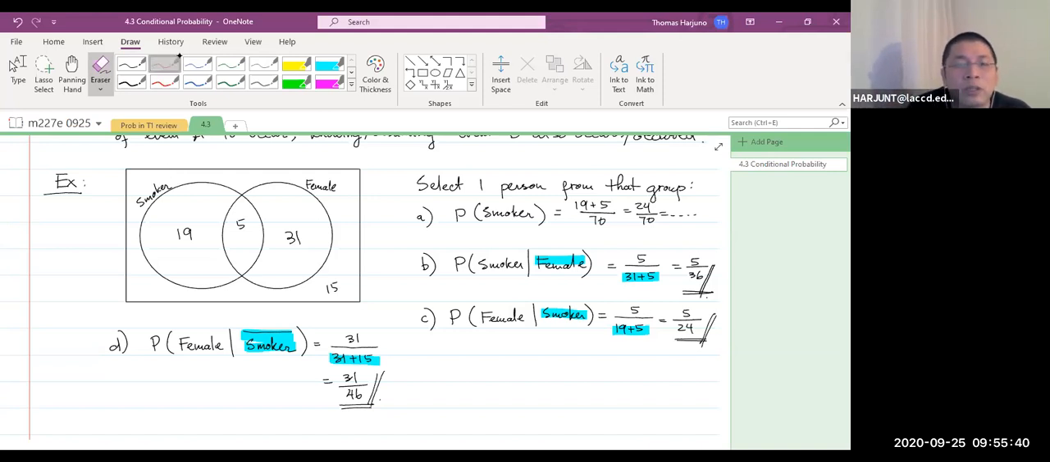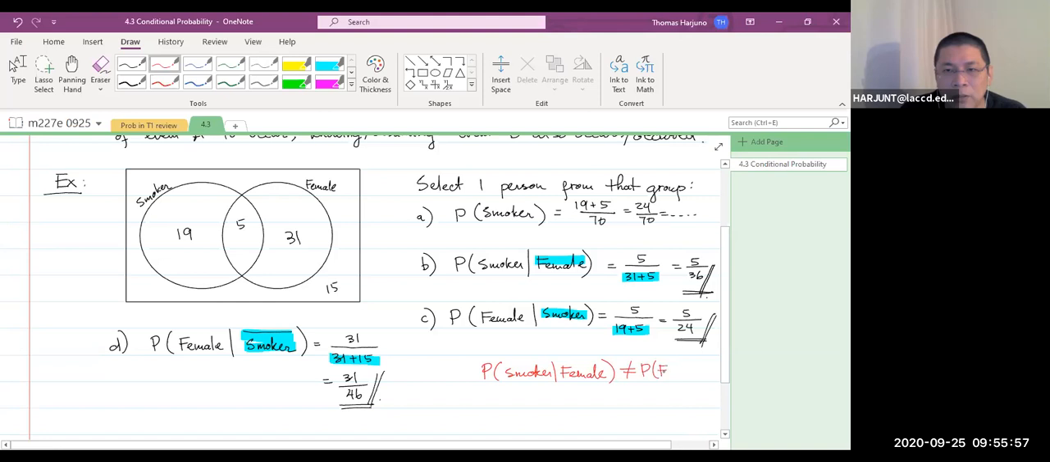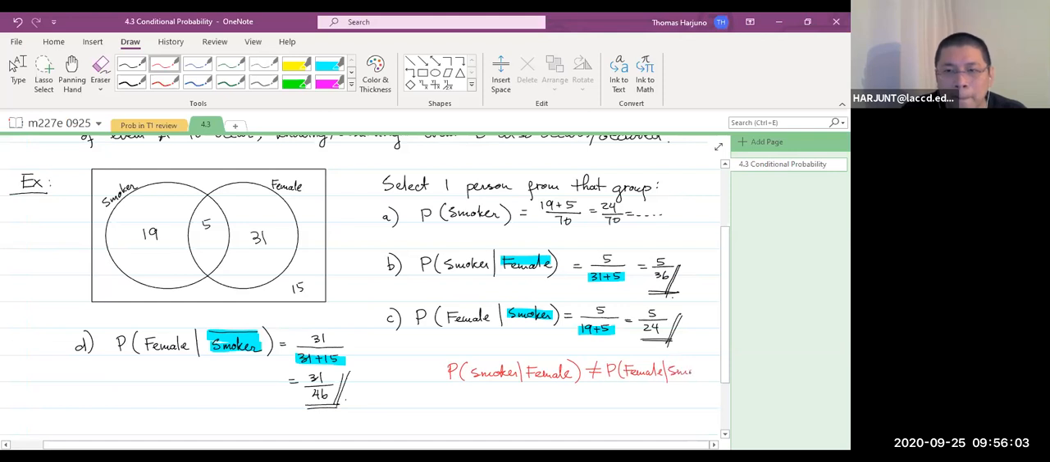From here we also see something very important, that the probability of smoker given female, as you see in part B, is not necessarily the same as the probability of female given smoker. In general, the probability of A given B is not the same as the probability of B given A. Is it okay?